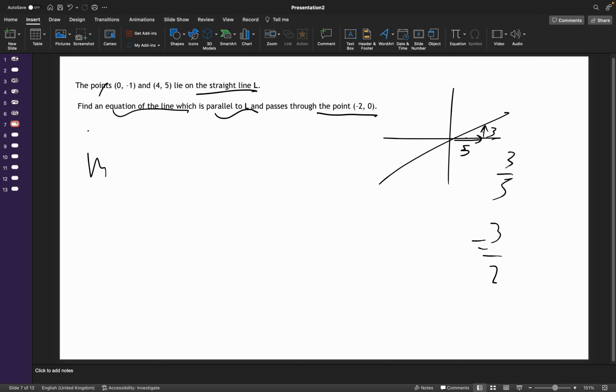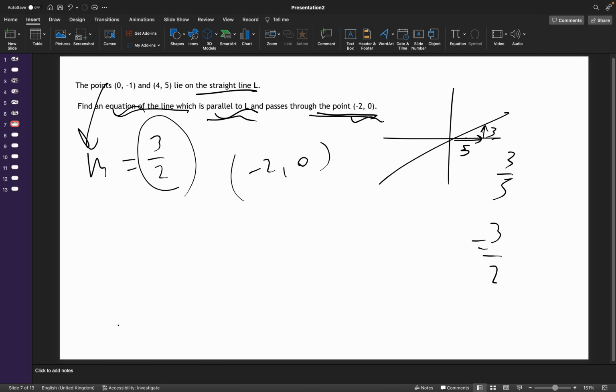The gradient of this straight line L is going to be 3 over 2. The line is parallel to L and passes through negative 2. We're not just finding the gradient, we're finding the equation. So the gradient of the line parallel to it is also going to be 3 over 2. But we have minus 2. How do you find the equation of this line now?